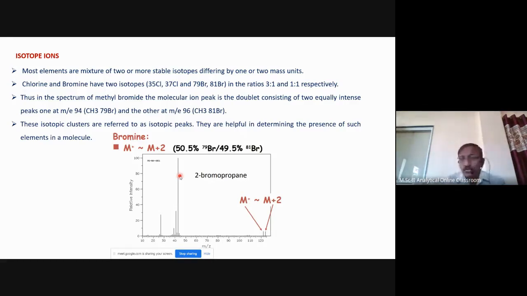Suppose you want to say whether it is 2-bromopropane or 2-chloropropane, how can we easily identify that? On the basis of the molecular ion peak heights of M and M plus 2. When they are equal, then we can say that it is 2-bromopropane. And when they have a 3:1 ratio, so M is 3 times larger than M plus 2, then that indicates the chlorine element is present in the molecule. So do you understand how we can observe isotope ions?